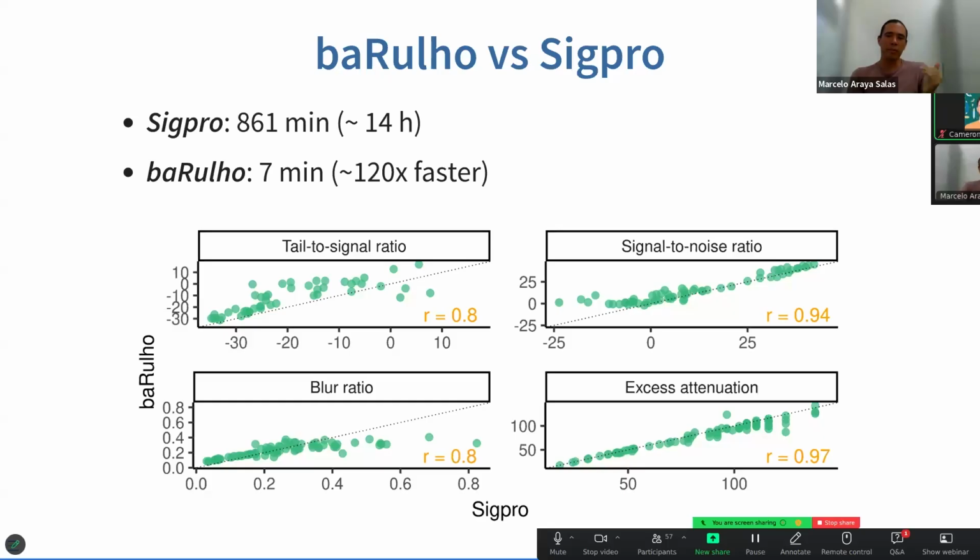And in terms of the similarity between the measurements you get with the two software packages, we got a pretty good match between the measurements. For instance, the tail to signal ratio, a correlation of 0.8, signal to noise ratio, 0.94, blur ratio 0.8, and excess attenuation close to a perfect correlation. So basically, the two software packages are measuring the same things on the signals. Right? So overall, it gives confidence that it's a sound approach to measure degradation on acoustic signals, the package baRulho.